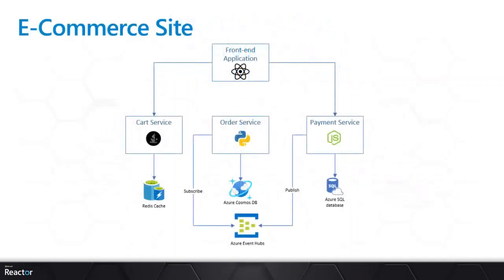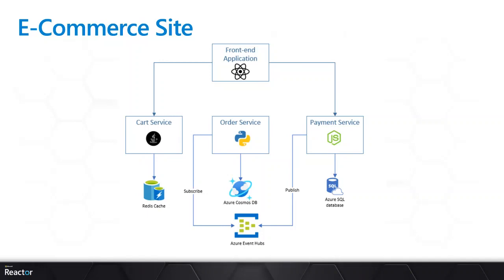Just to have a better understanding of what microservices architecture looks like, consider this example. It shows 3 microservices and a front-end application. All of them are based on different technologies. For example, the cart service uses Redis cache to store cart information. The order service uses Cosmos DB, and the payment service uses MySQL. There is a front end which is built in React Native, or you can say React.